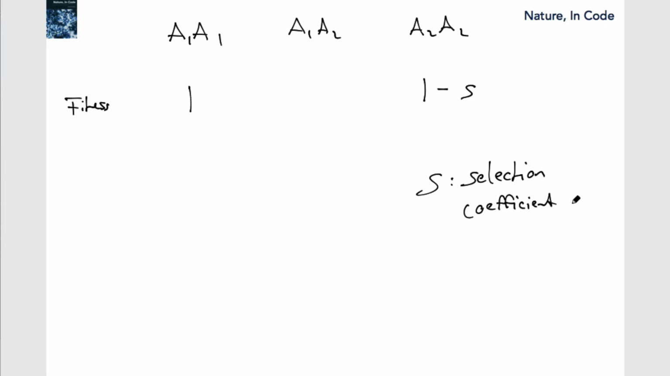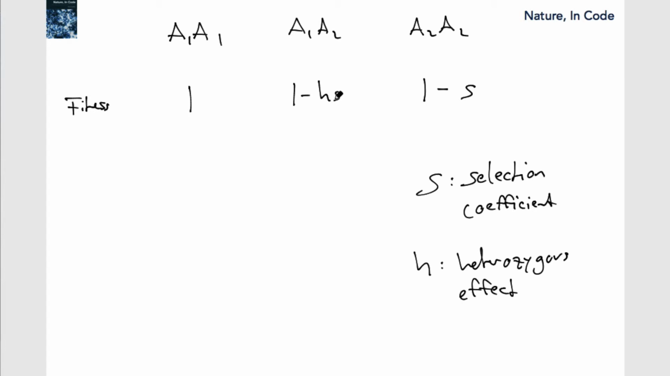So how much smaller is the fitness of A2A2 compared to A1A1? That's what the selection coefficient measures. And now I'm simply going to say that the fitness of the heterozygote genotype is 1 minus HS. So it is also 1 minus S, but the S first has to be multiplied with this term here, which we call the heterozygous effect. Heterozygous effect. Why? Well, it's because it is something that only affects the heterozygote.